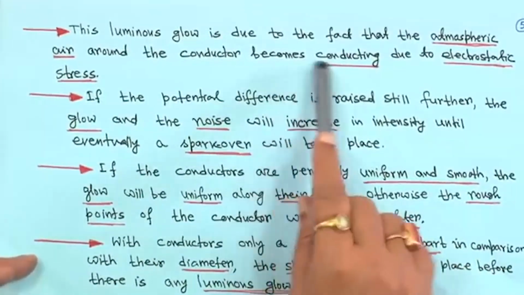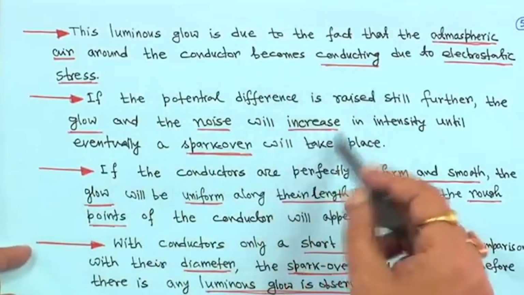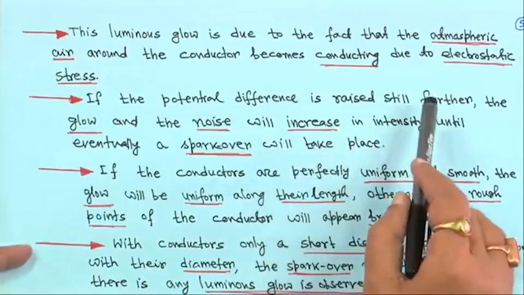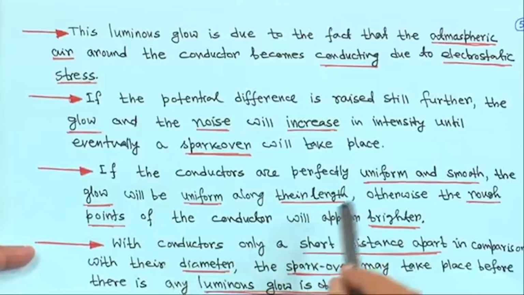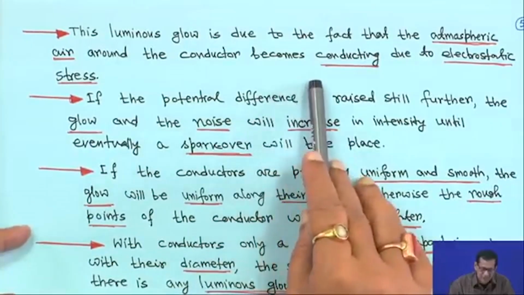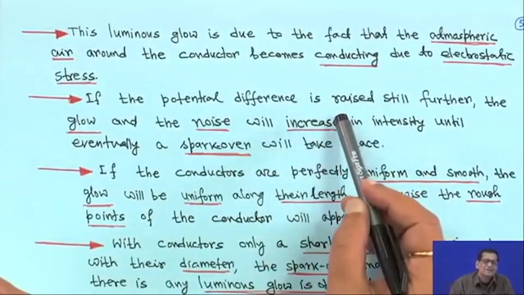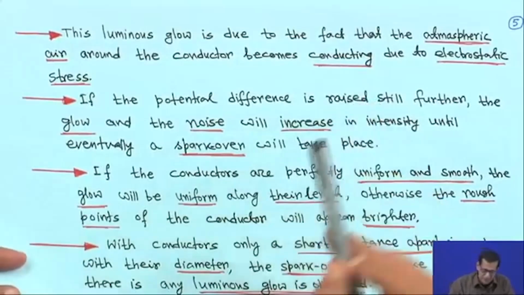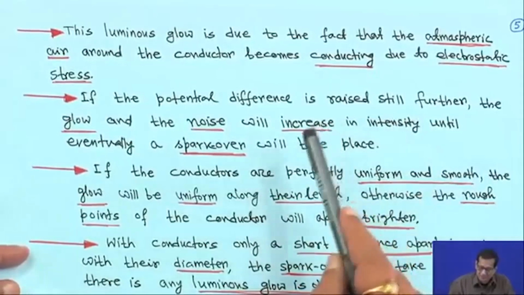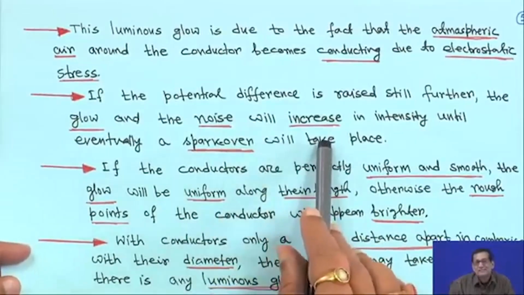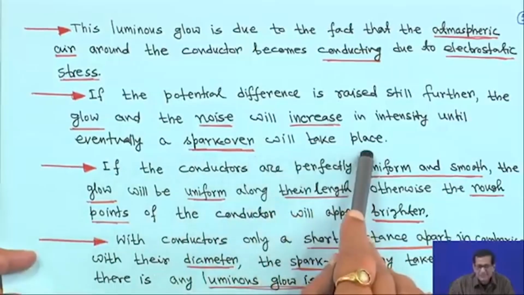So, this luminous glow is due to the fact that the atmospheric air around the conductor becomes conducting, because it is ionized due to the electrostatic stress. But the potential gradient has to be very high, 30 kilovolt per centimeter or above. If the potential difference is raised still further, the glow and noise will increase in intensity, until eventually a spark over will take place.